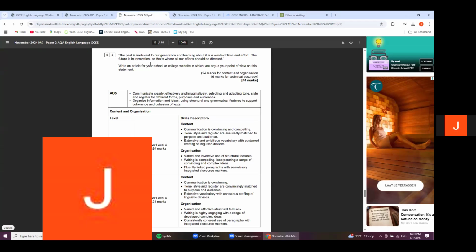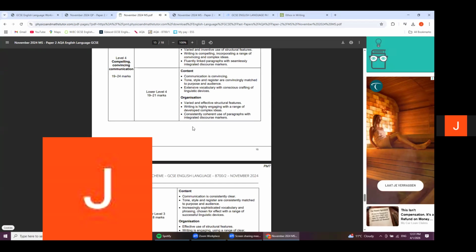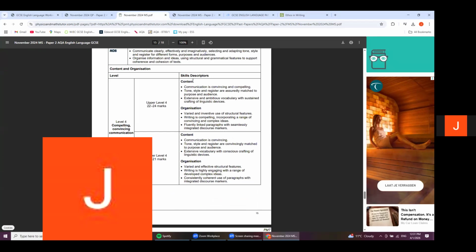So question 5 is, again, as I've mentioned, 40 marks. It's 24 marks for content and organization, which is AO5, assessment objective 5. So you're communicating clearly, effectively, and imaginatively. Rather than going over level 1, I will just focus on level 4 here. So communication is convincing and compelling, like we've just read. The tone, the style, the register are all assuredly matched to purpose and audience. So when we're reading through the statement, we're using PAFT again: purpose, audience, form, and tone.